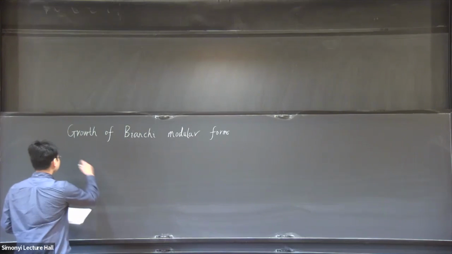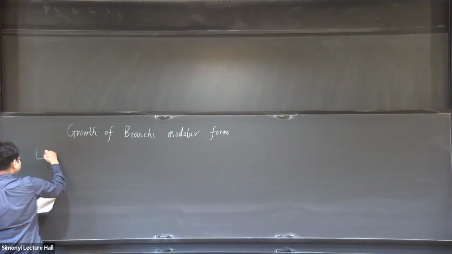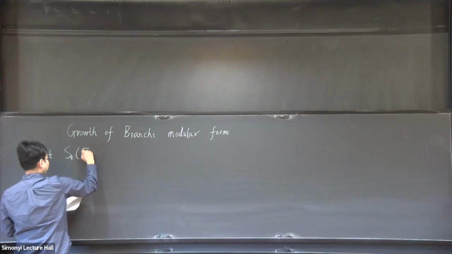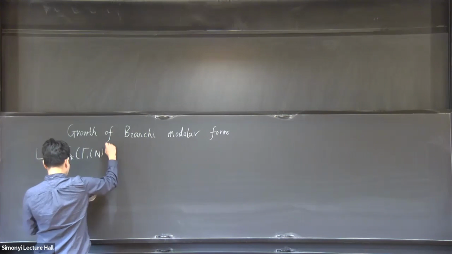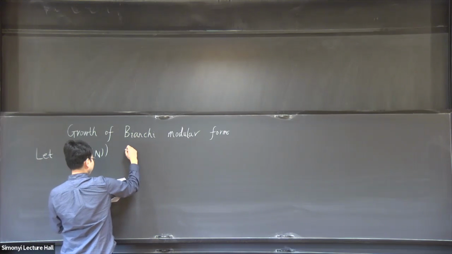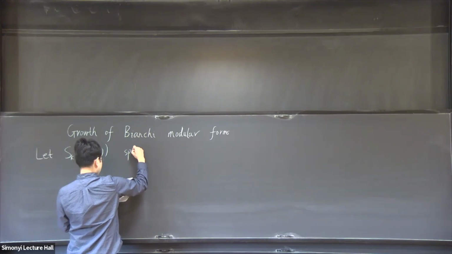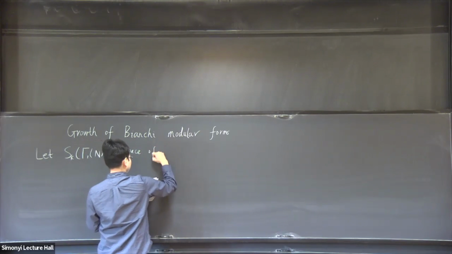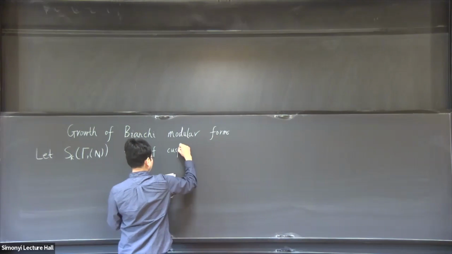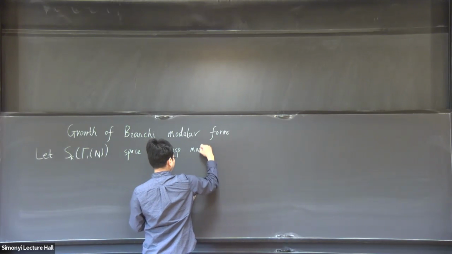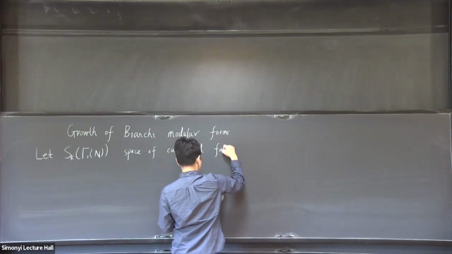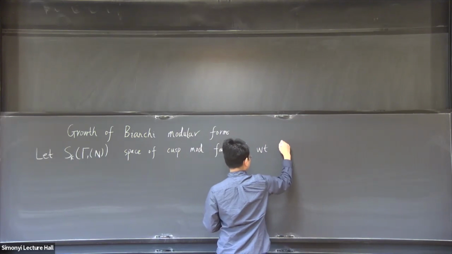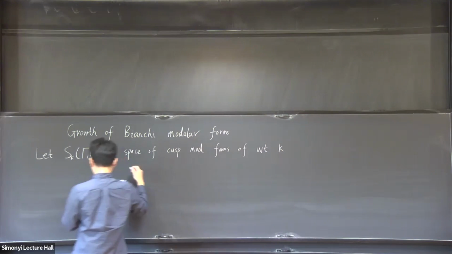Some backgrounds. So let's first consider the space S_k(Γ_1(n)) as a space of classical cuspidal modular forms of weight k and level Γ_1(n).